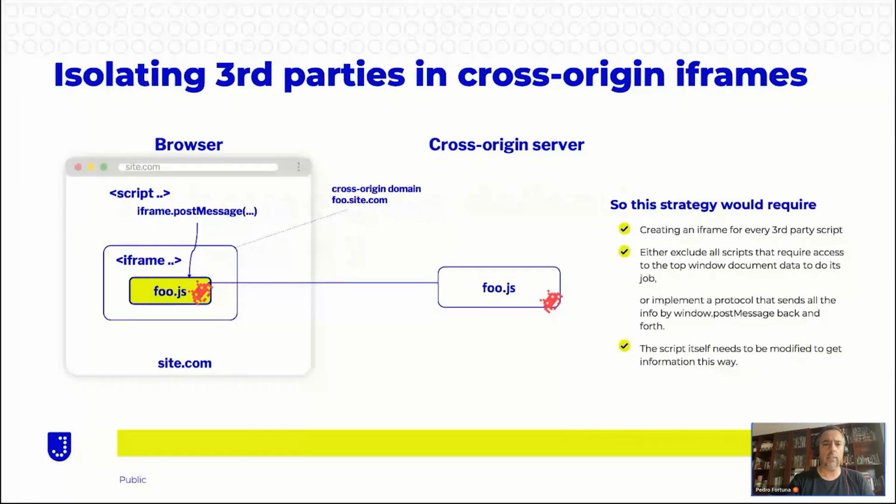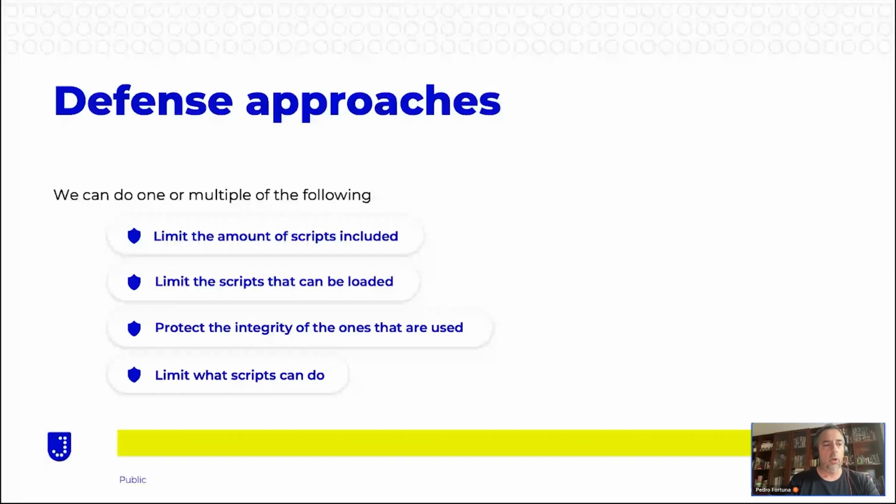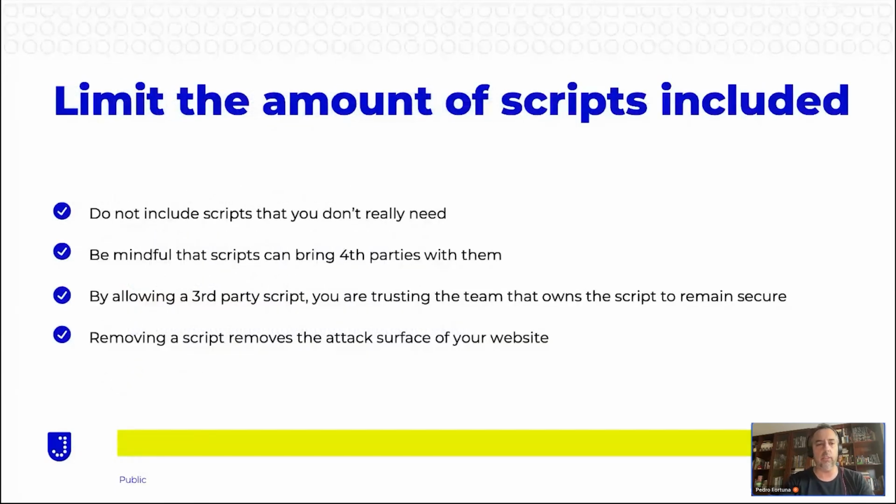So what else can we do to defend against e-skimming attacks? We can do one or multiple of the following. So I'll just go through each of these four and explain in more details. So you can limit the amount of scripts included. If you don't include scripts that you don't really need, even if they are compromised, they cannot hurt you.